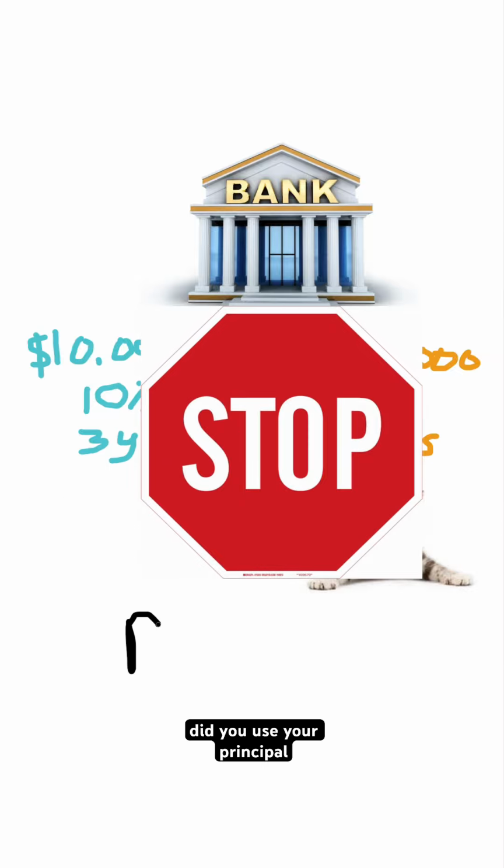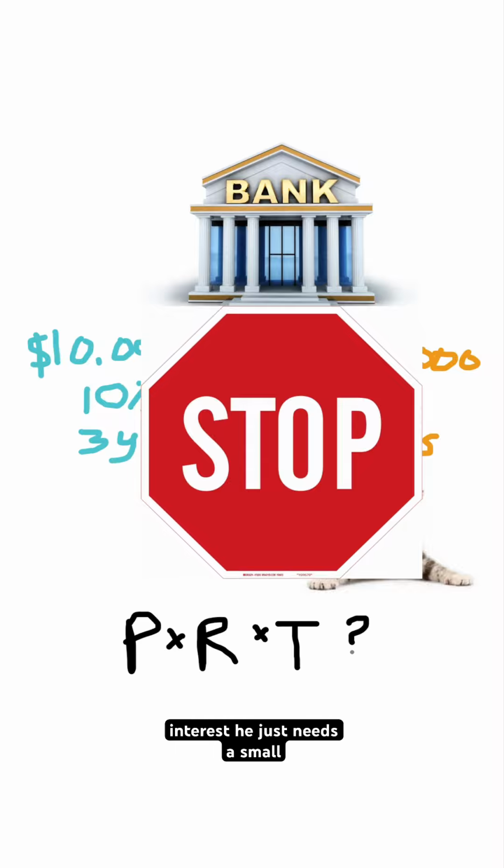Well, stop. Did you use your principal times rate times time? Let's see what happens when we break that down. Because Kitty does not want to spend more interest. He just needs a small sum right now.